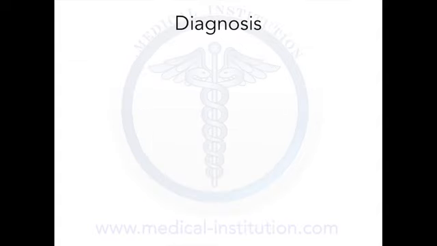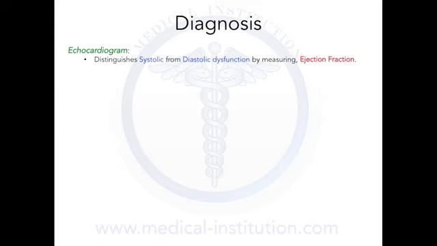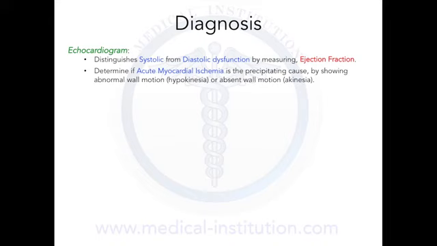In order to diagnose congestive heart failure, we can use echocardiogram, which distinguishes systolic from diastolic dysfunction by measuring the ejection fraction. It can also determine if an acute myocardial ischemia is causing heart failure by showing abnormal wall motions, as well as identifying any valve diseases.